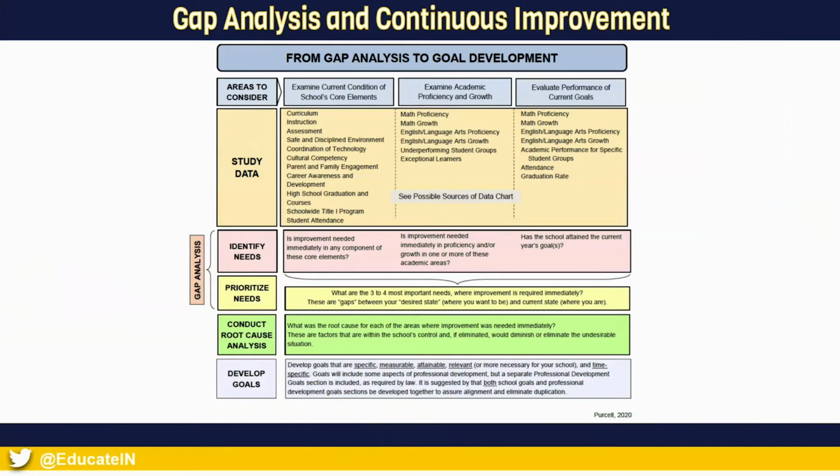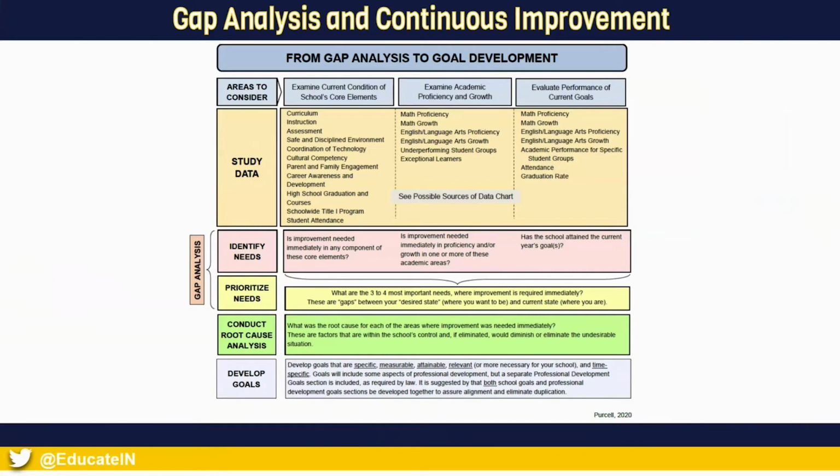Now, if you've been identified as TSI, Targeted Support and Improvement, under ESSA, it is required that the student groups which are underperforming and for which you've been identified, that data is analyzed. And then lastly, current goals. So the examination of data in these three areas is important and actually is in section B of the template.